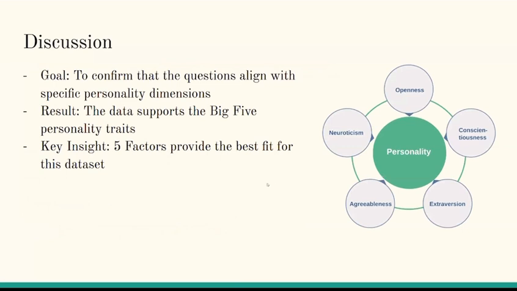And so, to summarize, the goal was to confirm that the questions align with the specific personality dimensions. And so the result is that the data does support the 5 personality dimensions, and that 5 factors was the best fit for this data set. And also, what they showed is that this test is a good test for those personality factors, and that this test that's being given is fitting for what it wants to do because it aligns with the 5 factors. And so with that, are there any questions?